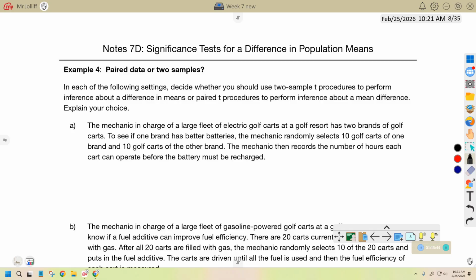All right, we know what that beat means. It's time to come back together. We're going to go through these real quick. So A says a mechanic in charge of a large fleet of electric golf carts at a golf resort has 2 brands. To see if one brand has better batteries, the mechanic randomly selects 10 golf carts of one brand, 10 golf carts of the other brand, and records the number of hours of each cart before the batteries must be recharged. So raise your hand if you have a suggestion on what this is.